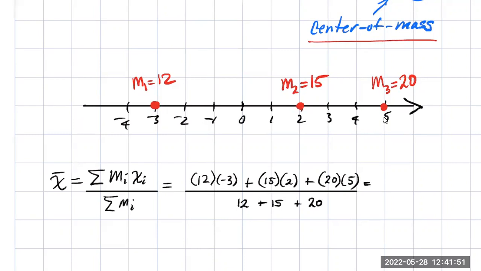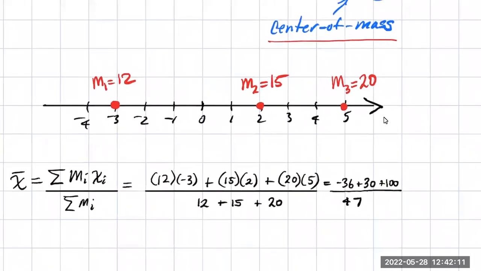Okay, and then of course, just add all of this up. We're going to have -36 plus 30 plus 100 over 47. And I didn't leave myself a whole lot of room, did I? I will just move that over. Okay, so let's see, -36 plus 30, what's that? -6 plus 100, so 94 divided by 47.